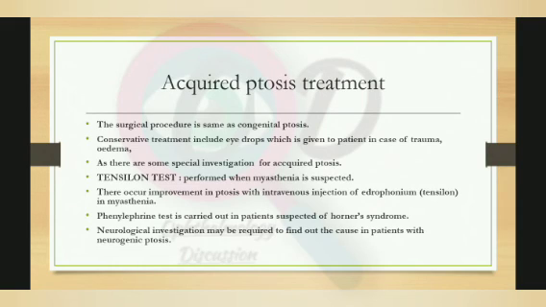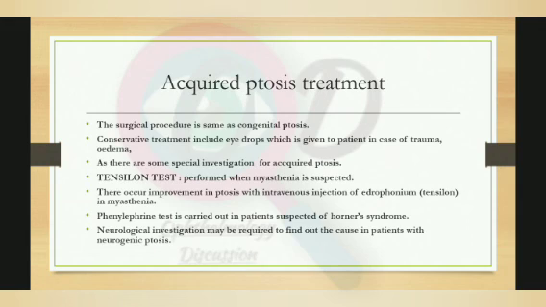Now, acquired ptosis treatment. Acquired ptosis treatment includes surgical procedures the same as congenital ptosis. Conservative treatment includes eye drops, which are given to the patient in case of trauma and edema. In case of trauma and edema, we will provide the eye drops to the patient first to heal the trauma or to heal the edema. There is a special investigation for acquired ptosis, that is the Tensilon test. Whenever we suspect myasthenia gravis with ptosis, we will inject intravenous edrophonium, that is Tensilon, in myasthenia condition.